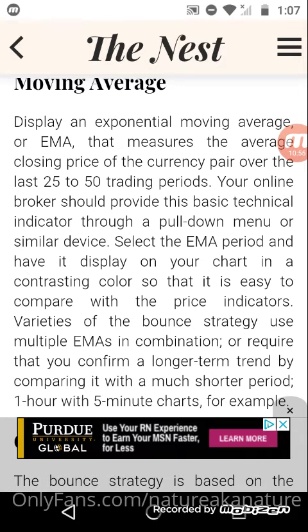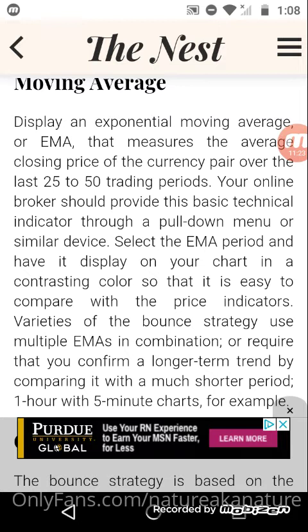We want it closer. We want to know what's going on in the last 8 to 10 to 14 trading periods. So that's why we use 8 to 10 to 14 trading periods, because it's closer to price and what's going on in the currency pairs. So your online broker should provide these basic technical indicators through your pull-down menu or similar devices, and I'll show y'all how to use the EMA period and how it works on your charts.